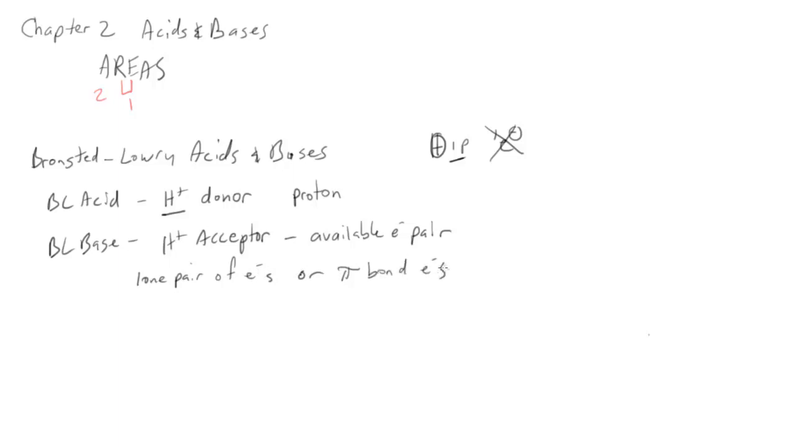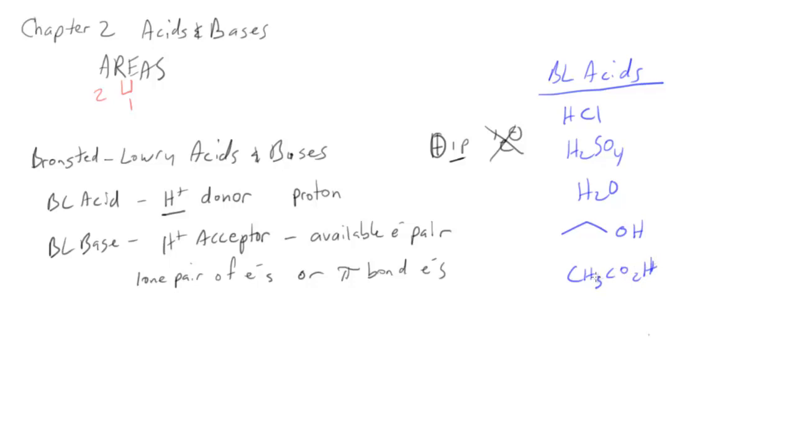If you remember from last chapter, when we looked at the strength of pi bonds versus sigma bonds, pi bonds are significantly weaker than sigma bonds. They're much easier to break, and so we can use pi bonds to form a new bond with a proton. So what are some common Bronsted-Lowry acids? Things that you already know, like HCl, hydrochloric acid, sulfuric acid, H2SO4. Water is a Bronsted-Lowry acid. Alcohols are Bronsted-Lowry acids. Carboxylic acids, like acetic acid, are all good examples of Bronsted-Lowry acids.